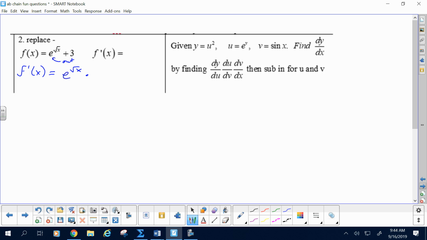What is the derivative of the square root of x? 1 over 2 square root of x. And what's the derivative of 3? 0, so you can leave that off. That's the chain rule. You follow me?